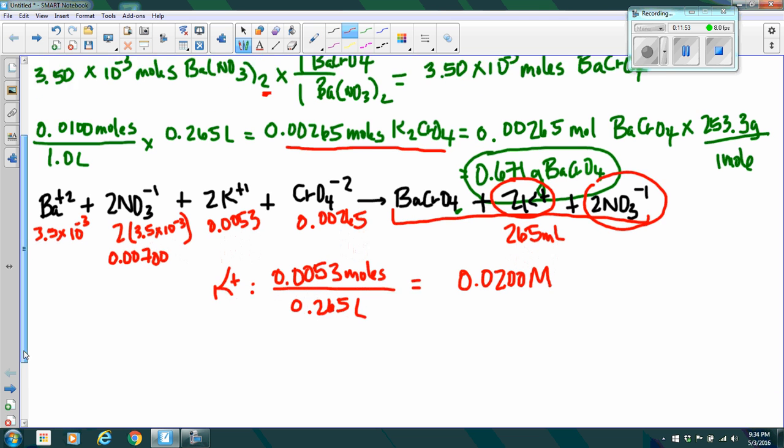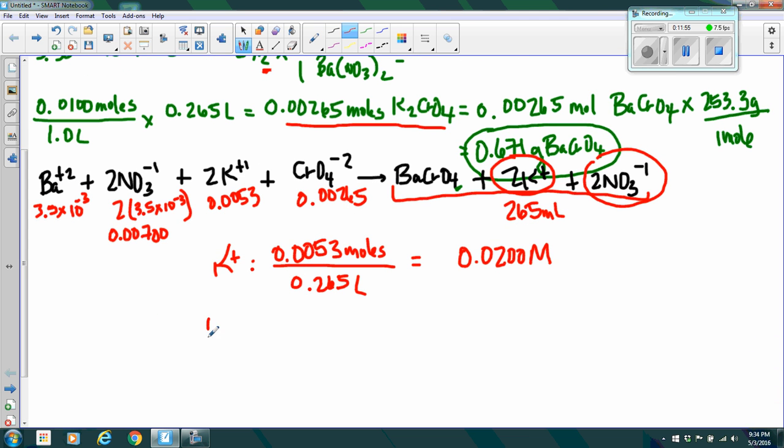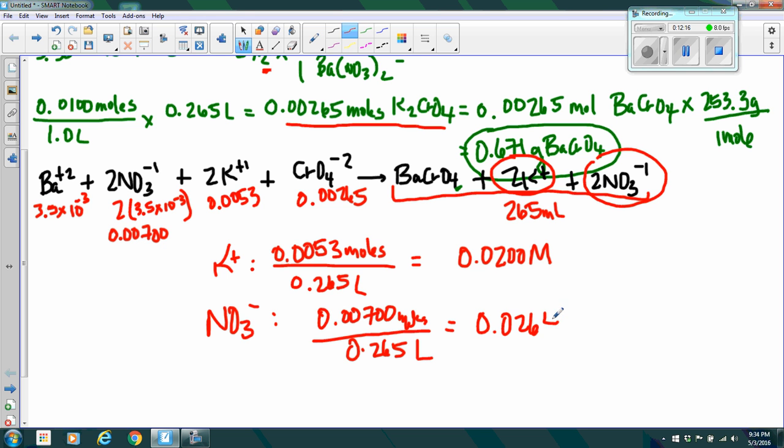Okay? Now I'm going to do the same exact thing for my nitrate ion. And so this is going to be my nitrate because that's what I have on the other side. I have 0.00700 moles over the total volume, 0.265 liters, and the answer I got for that one is 0.0264 molarity.